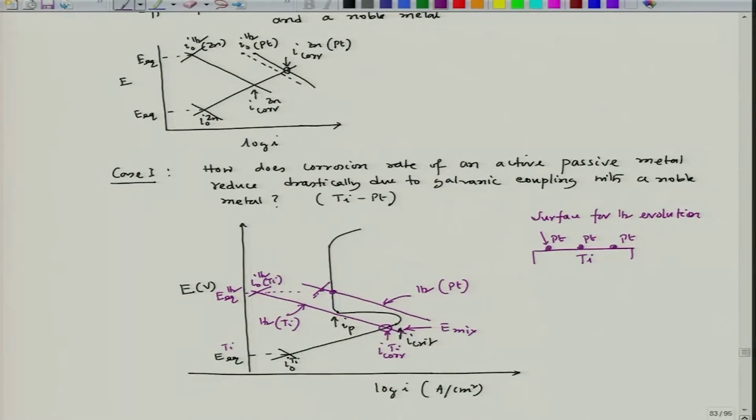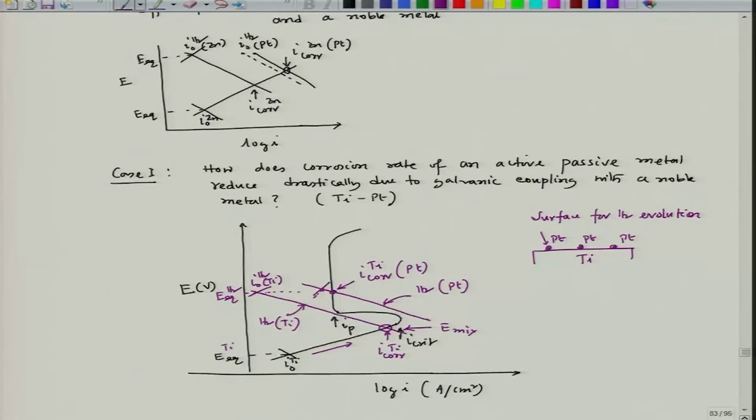At this point, the anodic polarization curve for the titanium is being cut in the passive region. So, the corrosion rate of titanium will be this, which is I core titanium when it is galvanically connected to platinum. Of course, initially the titanium has to go through this particular track, going to the maximum I critical region, and then finally it falls to this, because this is my mixed potential.